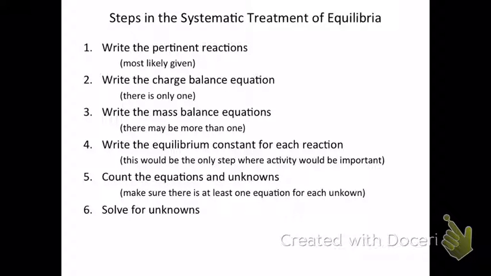Finally, steps 5 and 6 really are where we get to doing the solution. So in 5, we count our equations and our unknowns, and we make sure that we have at least as many equations as we do unknowns, or else we have to go back to the drawing board and see if there's something we missed. And then in 6 we solve. So I'd like to see you laying out your problems, as you'll see I do, by labeling these steps, just numbering them. You don't have to put any particular labels on them, but making sure that we follow through using all 6 steps in the systematic treatment of equilibrium.